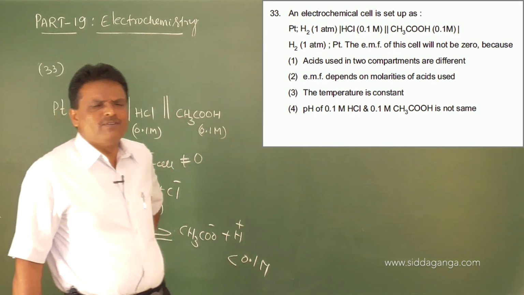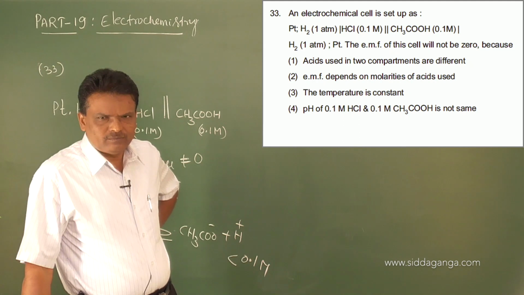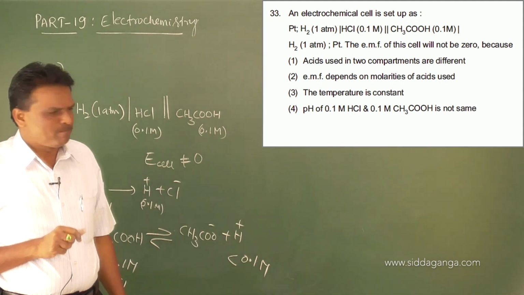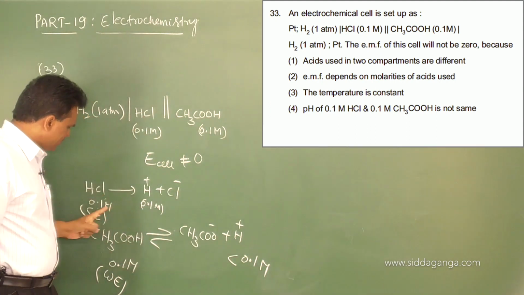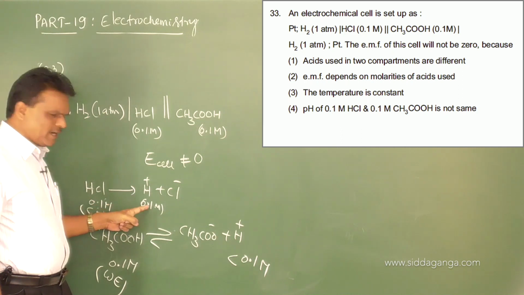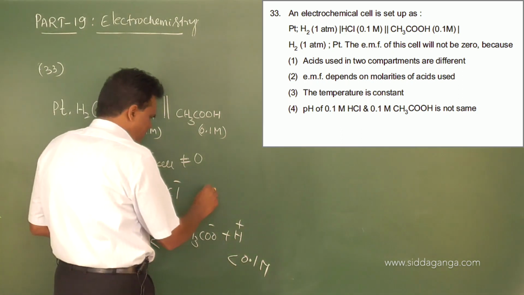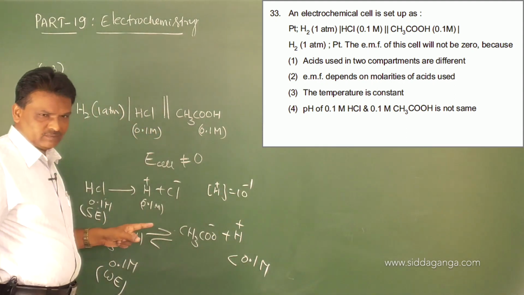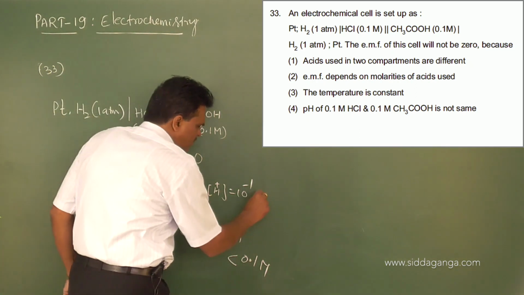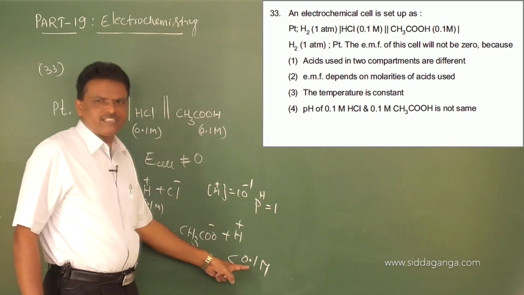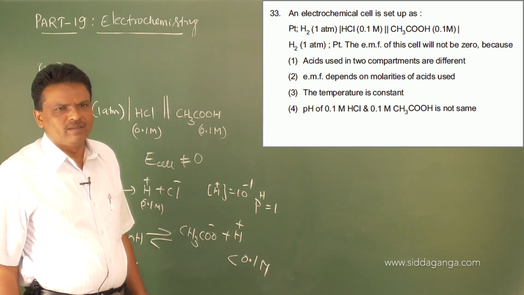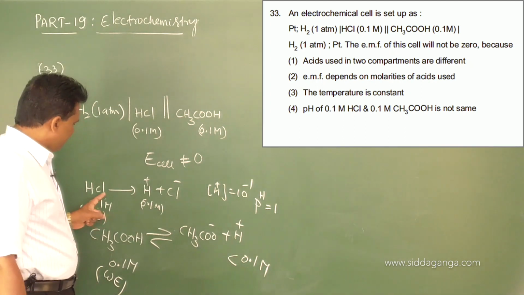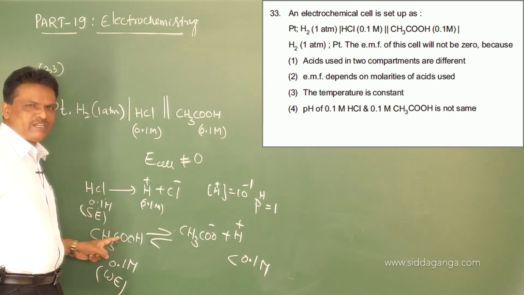So in case of a standard hydrogen electrode, H plus ion concentration is maintained as 1 molar. Is it clear? So here in HCl, H plus ion concentration is 0.1 molar. 0.1 means H plus ion concentration is equal to 10 to the power of minus 1, so pH is equal to 1. But here pH is not equal to 1. H plus ion concentrations are different. So the reason is HCl is a strong acid, acetic acid is a weak acid.